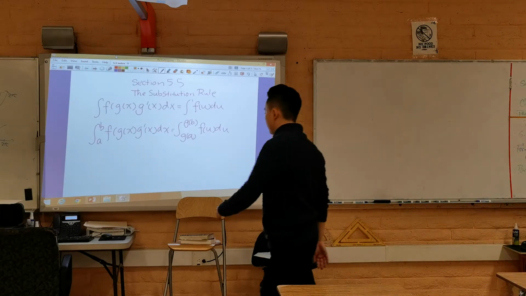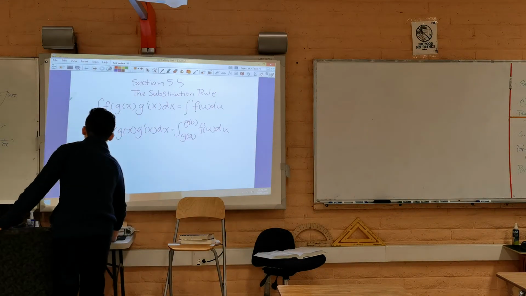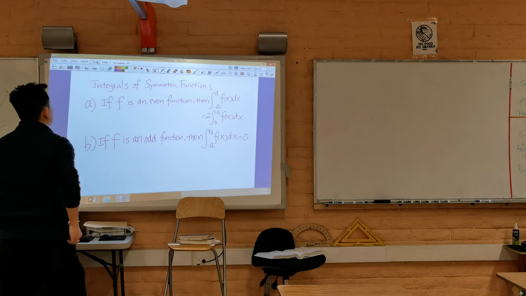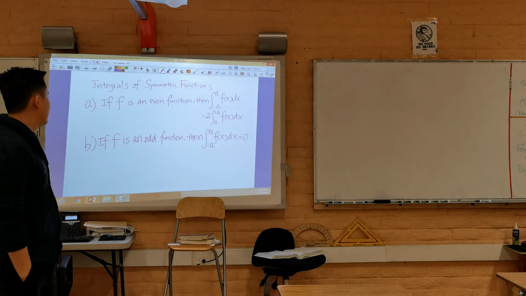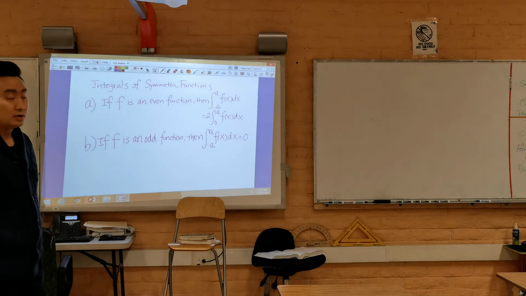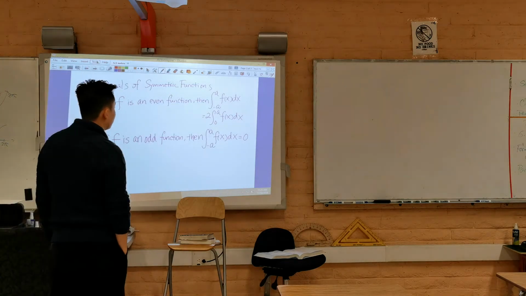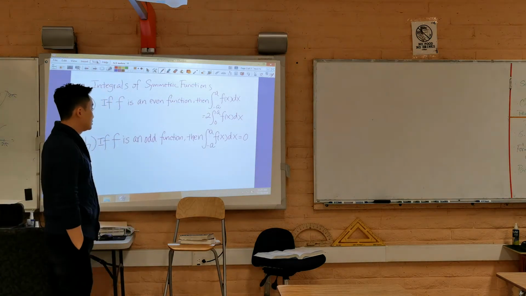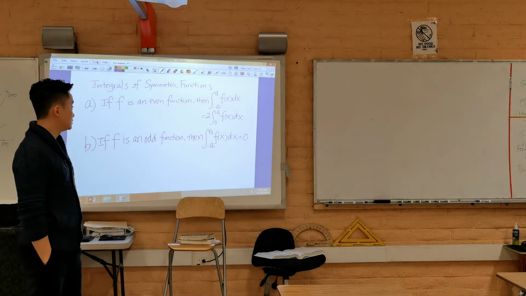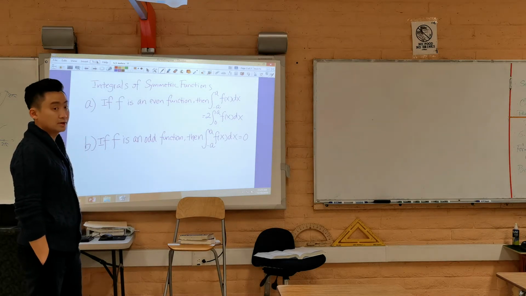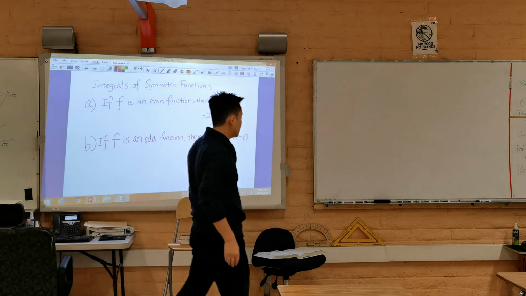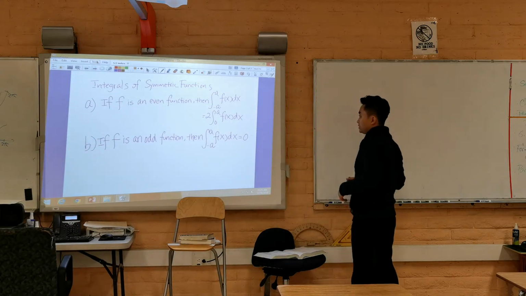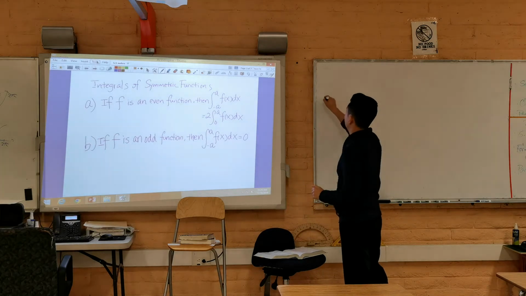And also there are certain properties that I want to talk about for odd and even functions. So for the integrals of symmetric functions, if f is an even function, that means the integral from negative a to a of f of x dx is the same as 2 times the integral from 0 to a of f of x dx. So let's say that's an even function, so that means both sides are symmetrical. So instead of integrating both sides, we just integrate one side.